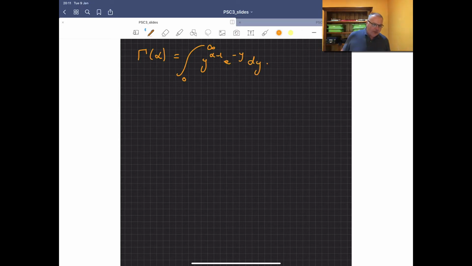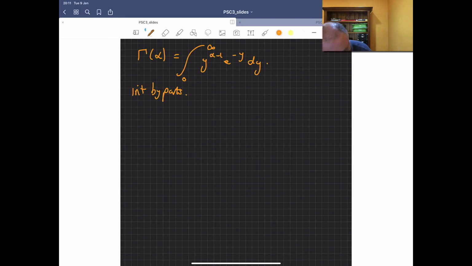So we're going to consider the gamma of alpha, which equals the integral from 0 to infinity of y to the alpha minus 1 e to the minus y dy. Right, I'm going to go integrating this. Now, to do this, we're going to do integration by parts. So let's remind ourselves what that is.